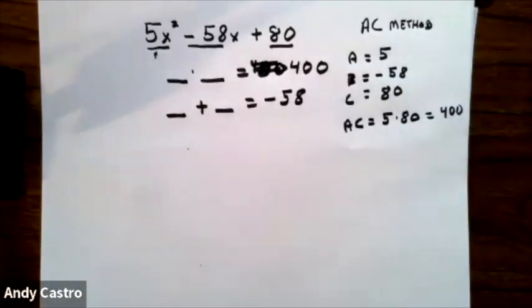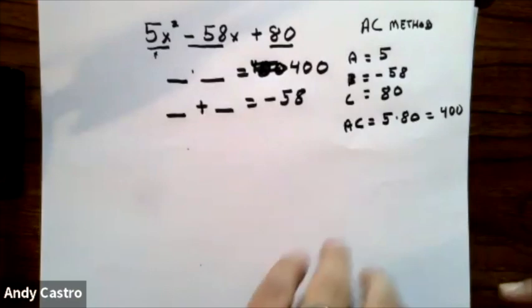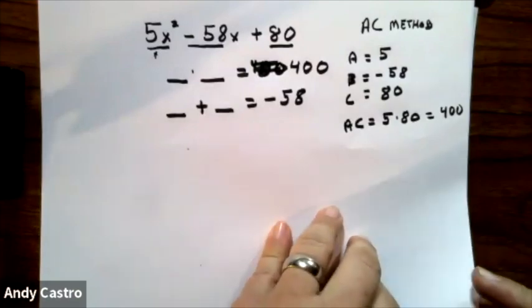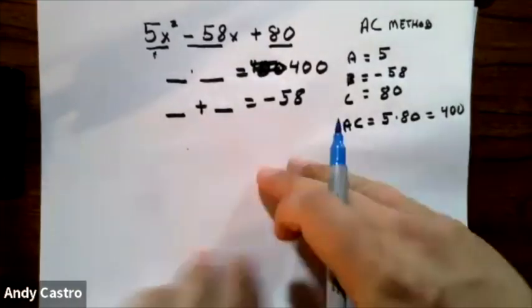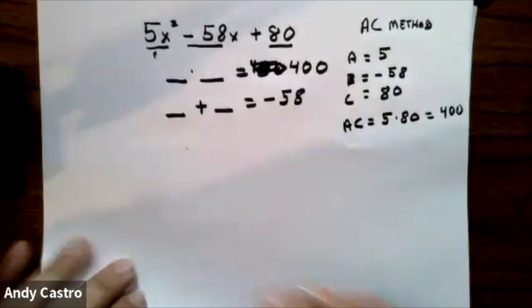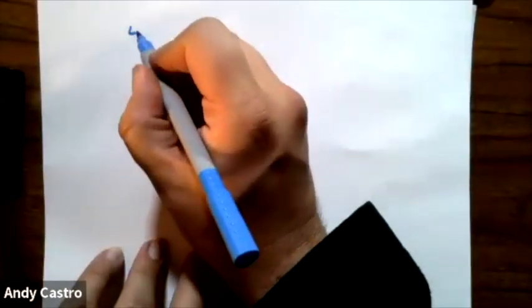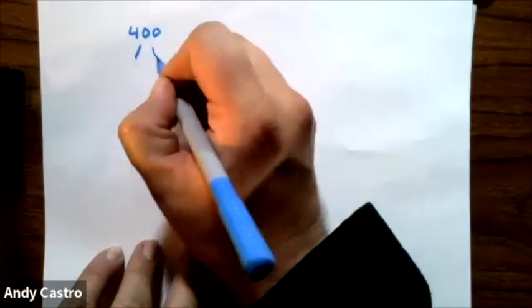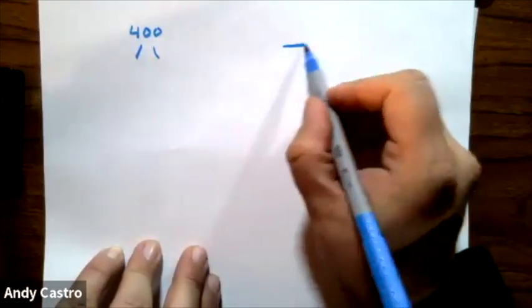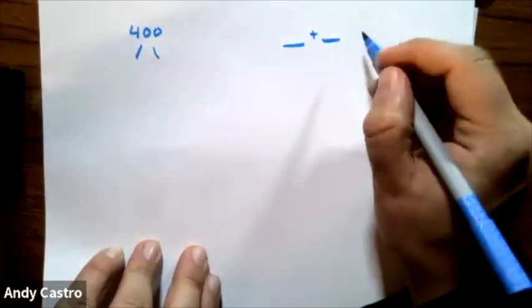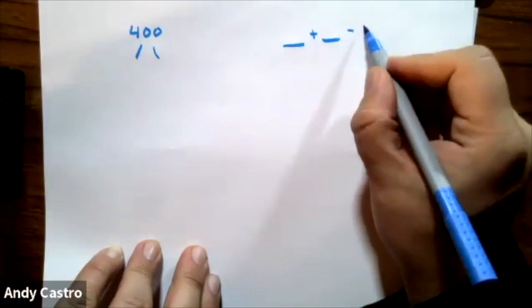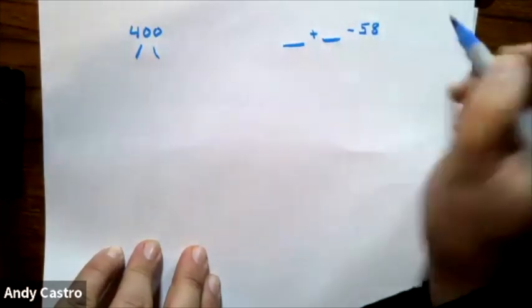All right, so this one might be... I'm going to do the actual factoring on a different sheet of paper, so that we can keep the factoring part together. So let's just factor 400 and see what we get. And we're going to look for two numbers that also add to give me negative 58.